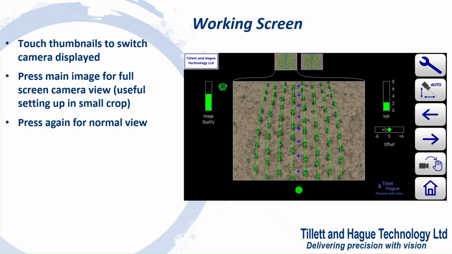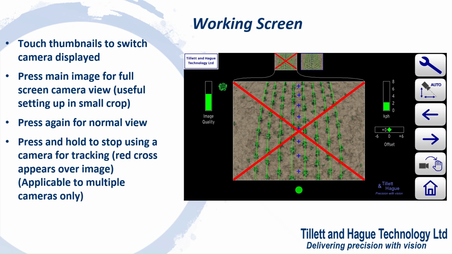Touching and holding on an image or its thumbnail stops images from that camera being used for guidance, making guidance solely reliant on any remaining cameras. When a camera is disabled in this way, a red cross is superimposed over the image which remains live. Touching and holding again restores normal function.